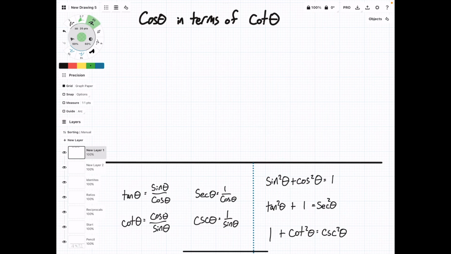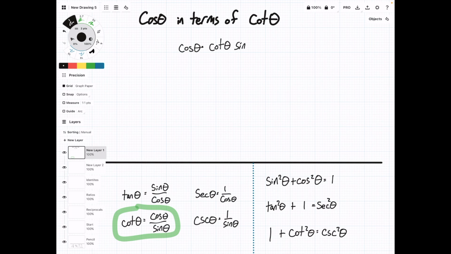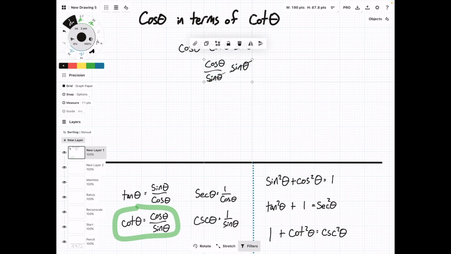There are a few different ways to write cosine theta in terms of cotangent theta, or a few different processes you can go through. The one I want to show you involves using cotangent directly and multiplying it by sine. So let me show you what I mean. Cosine theta is going to be equal to cotangent theta times sine of theta. Just to prove this out, if I rewrite cotangent in terms of cosine and sine, I get cosine of theta over sine of theta times sine of theta, and these cancel, and we just have cosine. So there's the little proof.